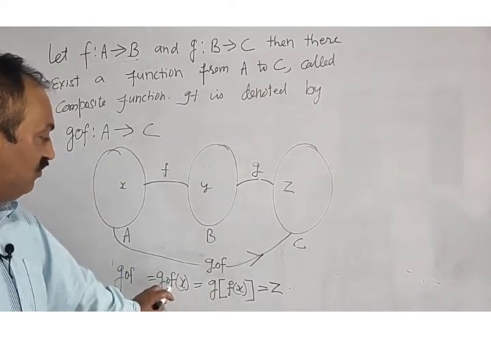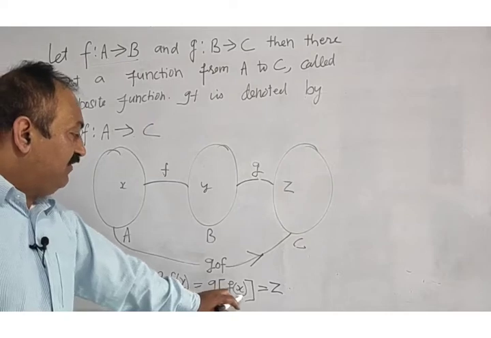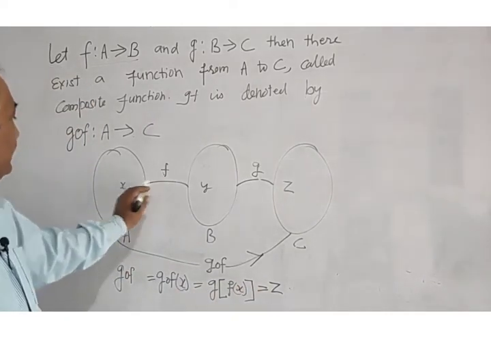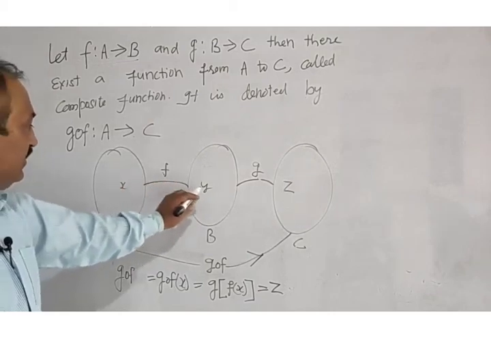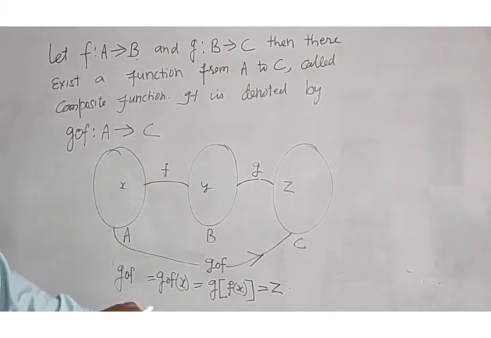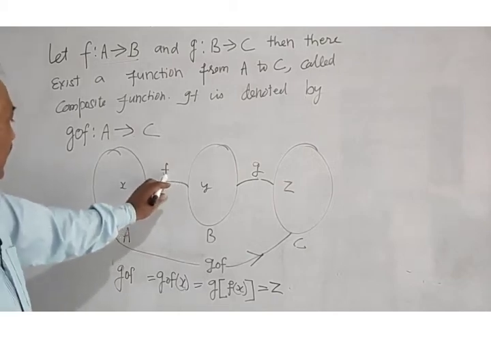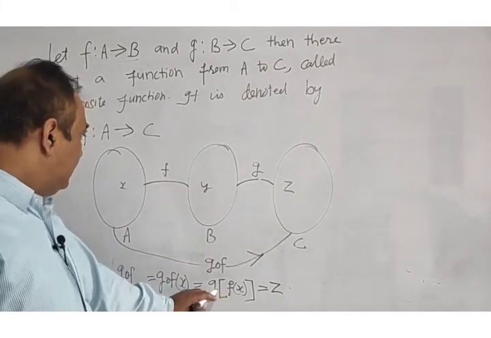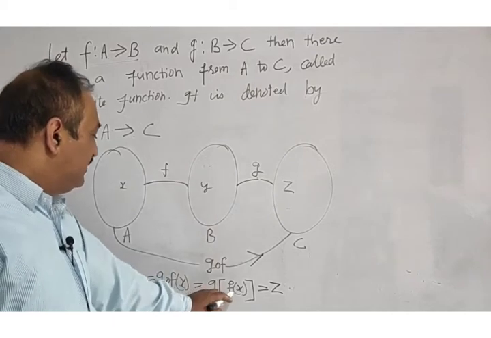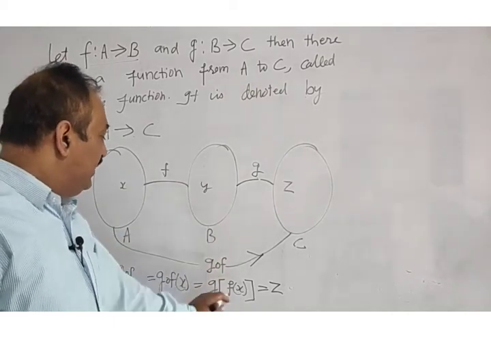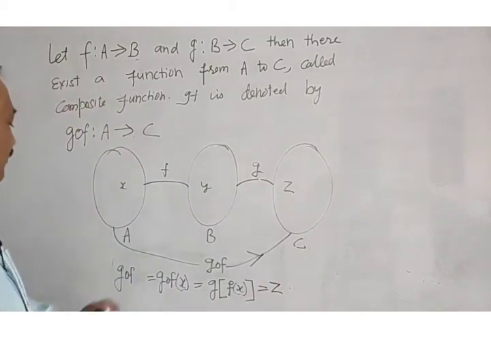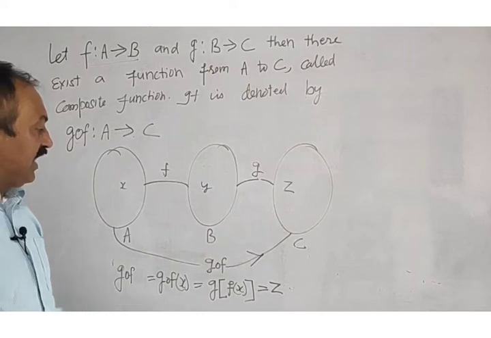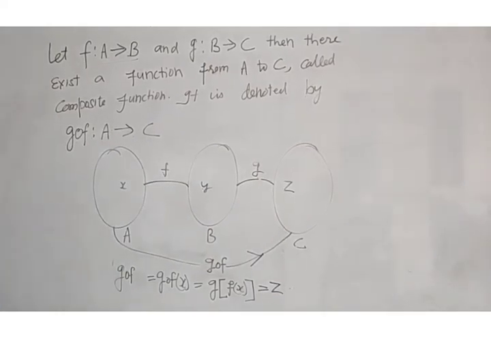Deleting this sign o, we get g of f(x) is equal to z, because f of x is equal to y, and putting the value of f of x, that is y, g of y is equal to z. Therefore, gof(x) is equal to z. This is the criteria of the composite function.